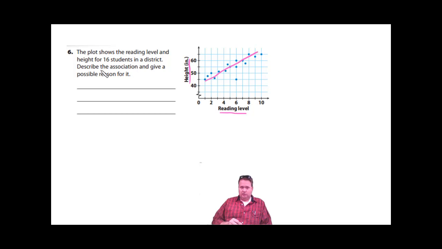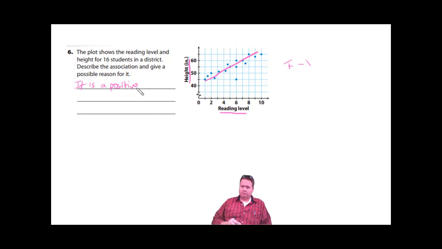And you can take a look at the dots, and this graph looks like it shows the dots are increasing because as I go to the right, which is getting bigger, the height is getting bigger. And so it's a positive association because that's what that slope man says, is that if a graph is going up to the right, it's positive. So it's a positive association. And then it asks for a possible reason.